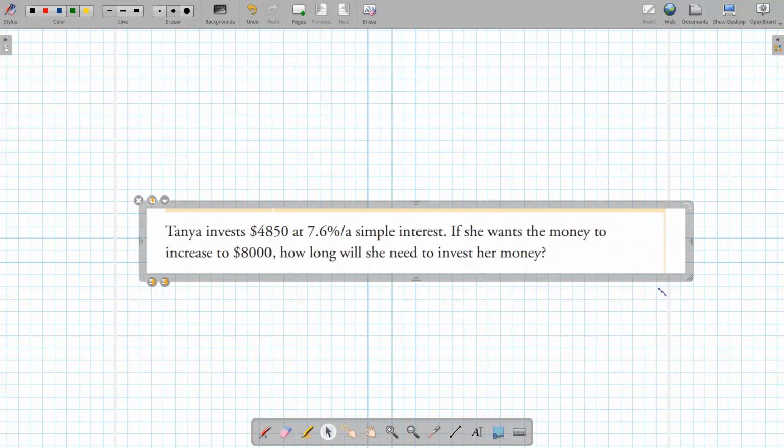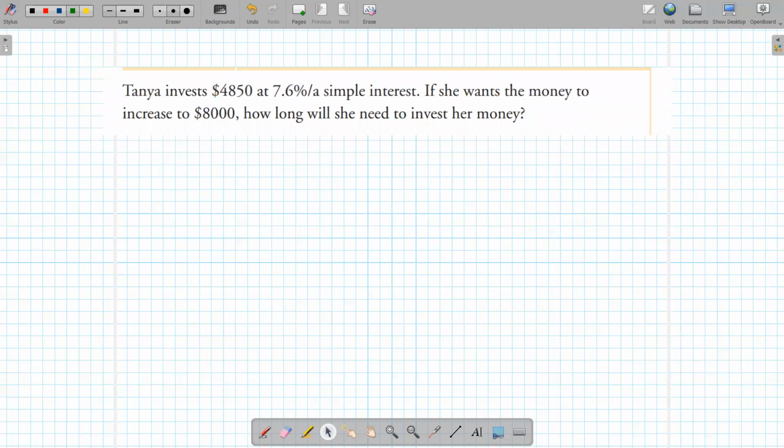Same type of question, but it's a little bit different now. Tell me what we know. I'm going to give you the variables. P is 4850, and the rate is 7.6%. What else do we know?